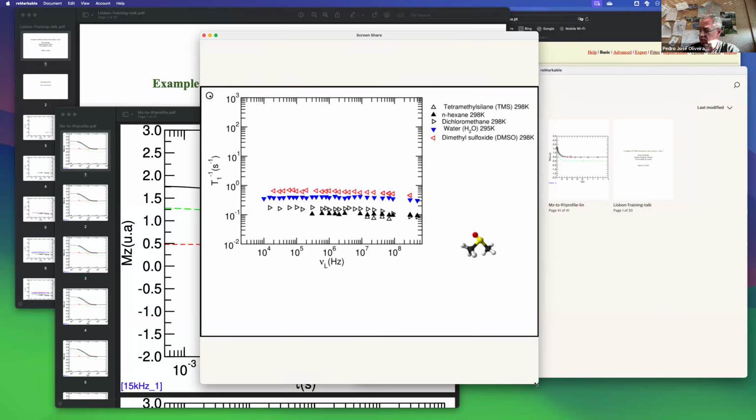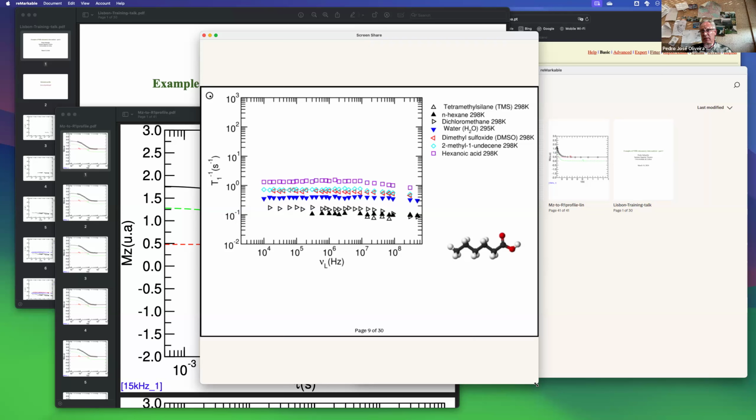Dimethyl sulfoxide, DMSO. Please remind me, this is sulfur, 2 methyl groups, and oxygen there. Still a flat dispersion, so this is boring. You see, a lot of simple liquids have dispersions which are rather flat. Let's move to a slightly longer molecule, still rod-like and still flat, although here, in the high frequency, the relaxation rate seems to decrease a little bit.